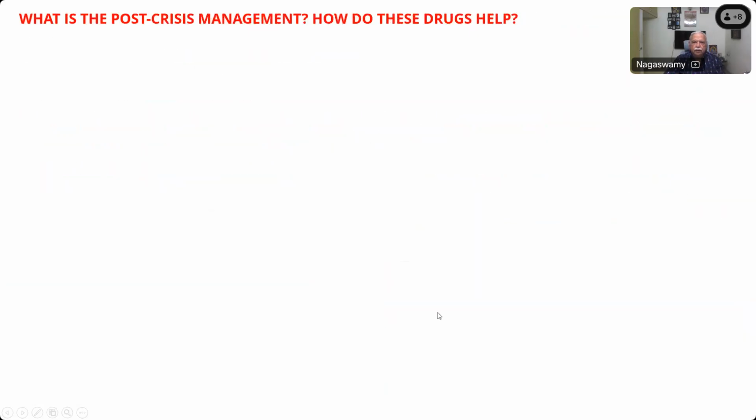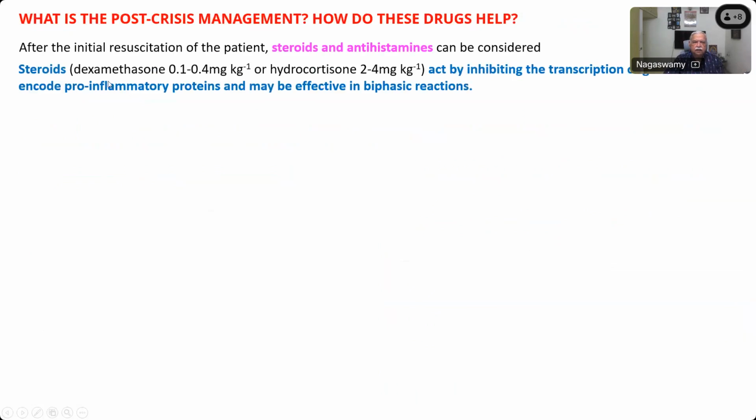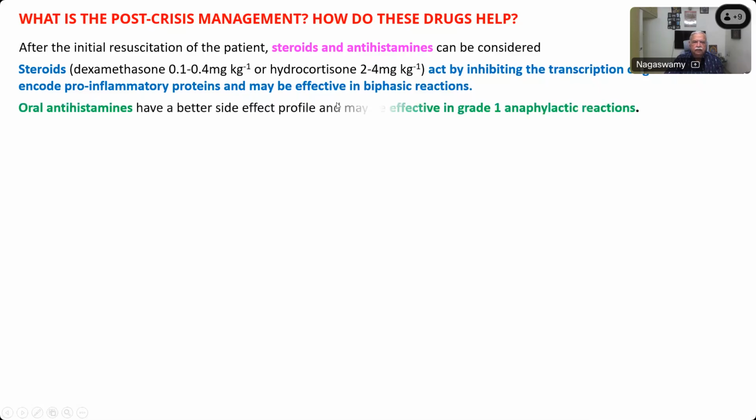And post-crisis management, you can give steroids and antihistamines after the initial resuscitation. Steroids, dexamethasone 0.1 to 0.4 or hydrocortisone 2 to 4 milligram, act by inhibiting the transcription of pro-inflammatory proteins and may be effective in biphasic reactions. And oral antihistamines may be effective in grade 1 anaphylactic reaction, that is angioneurotic edema and urticaria.